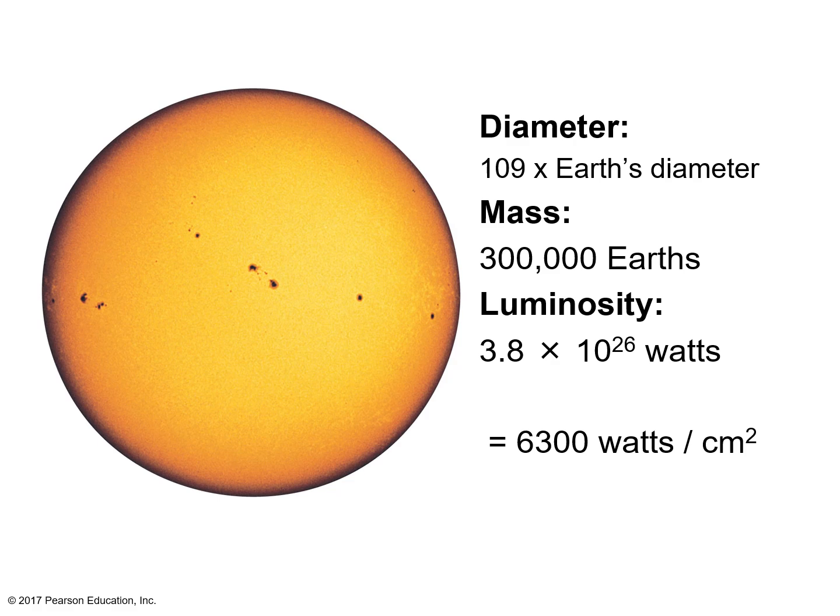Which means that every square centimeter of the sun is 6,300 watts. Now you compare that with a light bulb, like a 10-watt light bulb or a 20-watt light bulb. The entire light bulb gives off 20 watts. Every square centimeter of the sun's surface gives off 6,300 watts, and it is so large, it has a lot of square centimeters to it. So that gives it this extremely large luminosity.